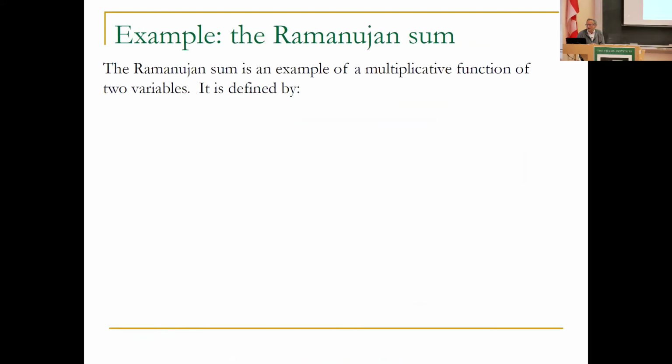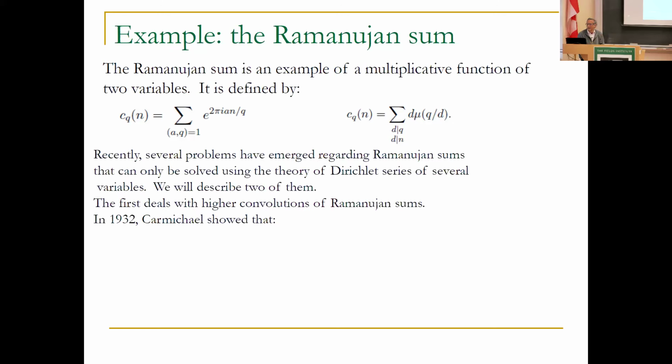So an example is the famous Ramanujan sum. It's a function of two variables. You have a q and then you have an n. And if you fix one variable and you try to do the other, that's not a multiplicative function. That's not the way to define a multiplicative function of several variables. So somehow this is the right way to do it. Several problems have emerged regarding Ramanujan sums, and this can be solved only using Dirichlet series of several variables. I'll describe two of them here.